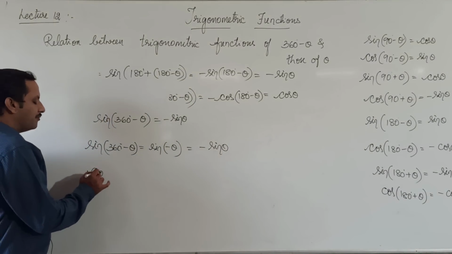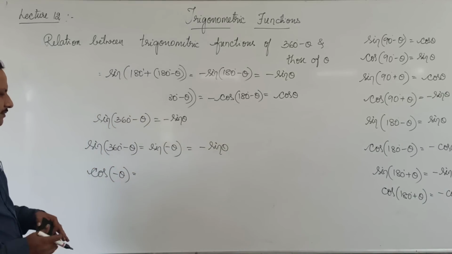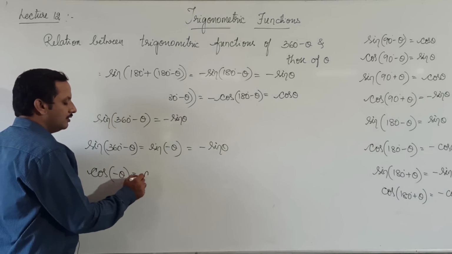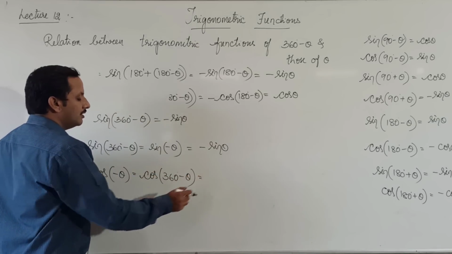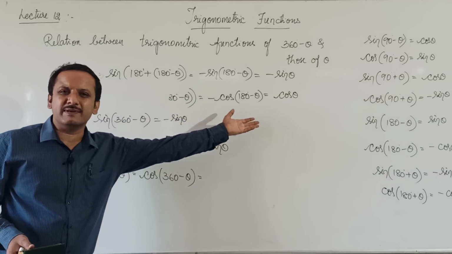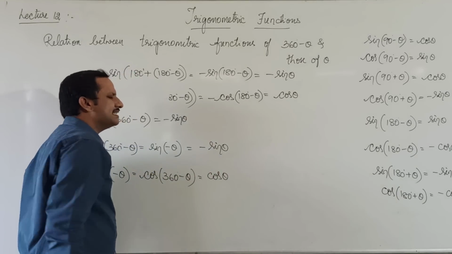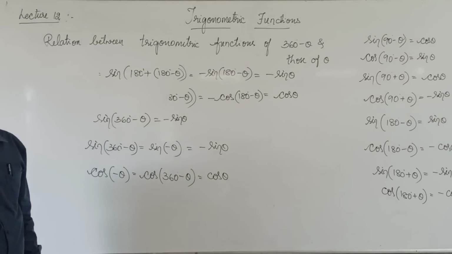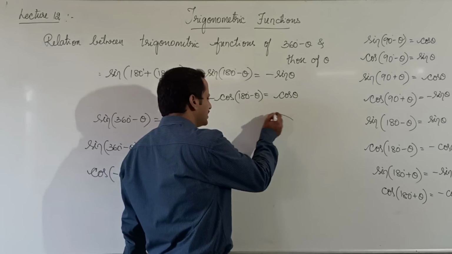Now I want cos of minus theta. Cos of minus theta, you can add 360 degree to it. So that will give you cos 360 minus theta. Okay. Cos 360 minus theta. What is cos 360? Just now we saw. Cos 360 minus theta is equal to cos theta. So this tells us that cos of minus theta is same as cos theta, whereas sin of minus theta is equal to minus sin theta. This I will explain through that circle again.